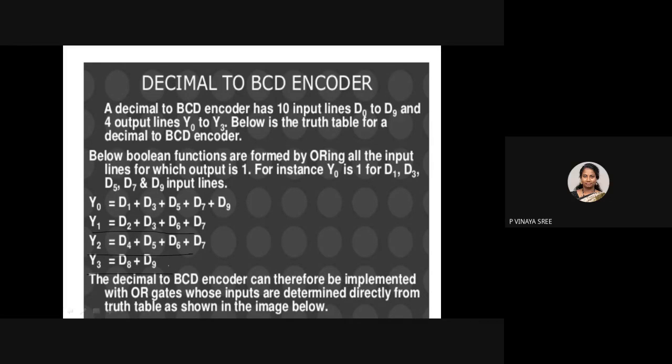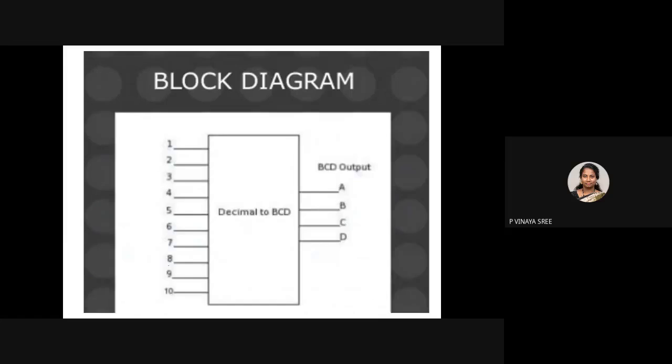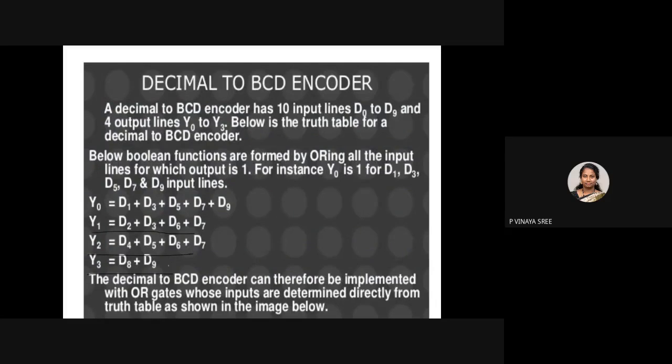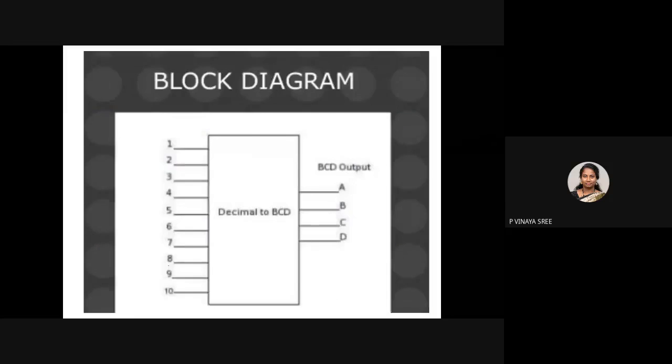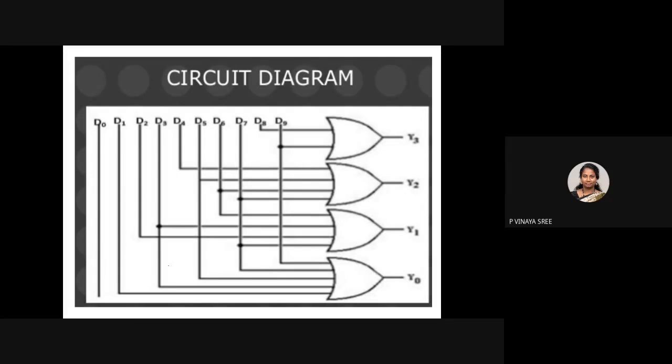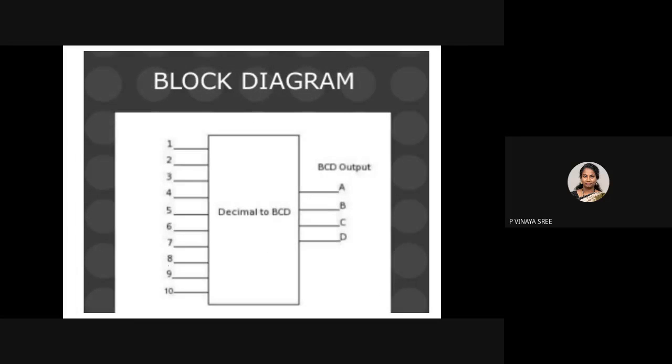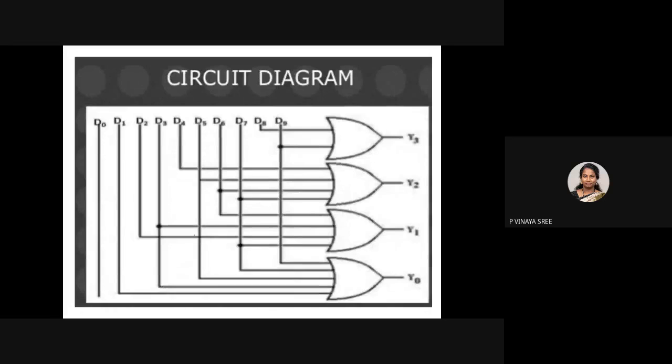So finally, the last step: after completing this, since we got the expressions, next go for the logic diagram, the circuit logic diagram. Now tell me, can anyone say how many OR gates will be used for the decimal to BCD encoder? This is your BCD block. See here, I am showing you the circuit diagram also.